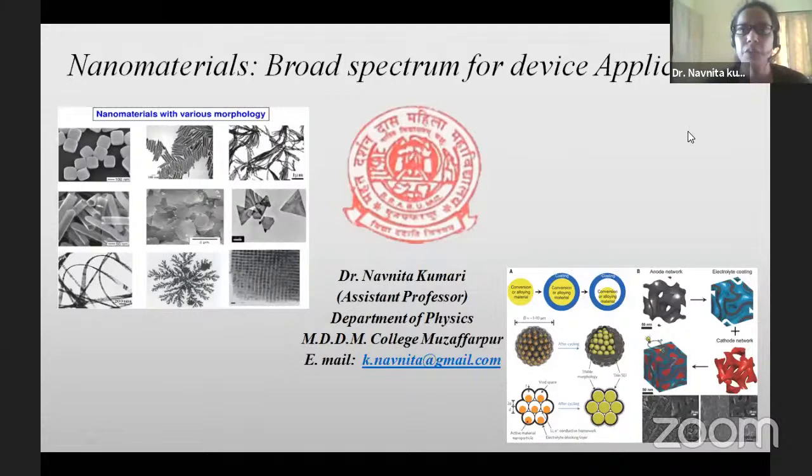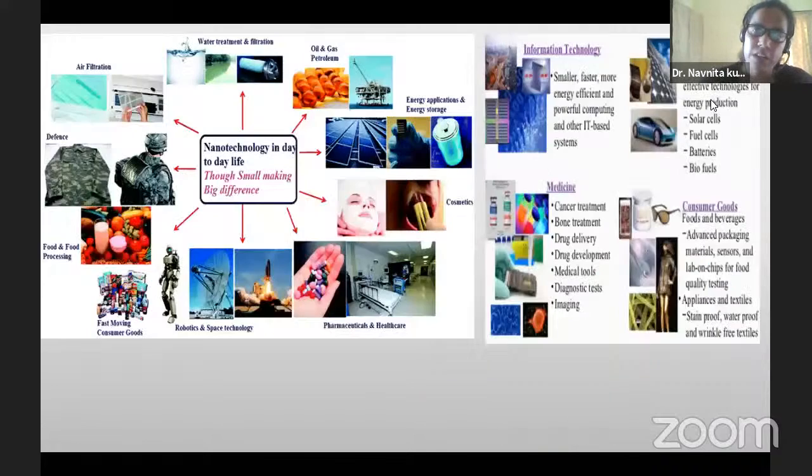So today I'm going to provide a little bit of the application spectra by using the nanomaterials. Why we have to use the nanomaterials? It's a broad spectrum for device application. When we move from bulk to nano, lots of properties of the material change, and by using that property, we can further use those materials or particles for device applications, which right now we have to use in a very efficient way.